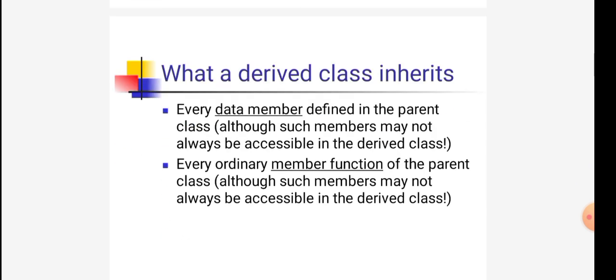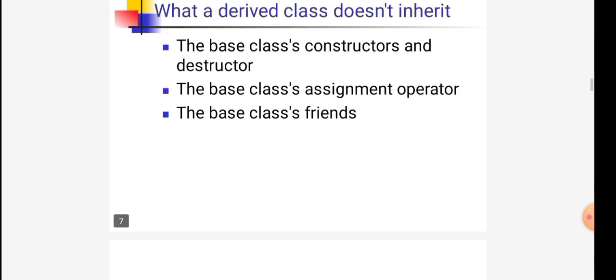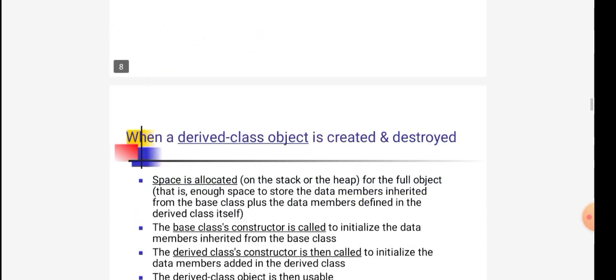What does a derivative class inherit? Every data member defined in the parent class, and every ordinary member function of the parent class. What does a derivative class not inherit? The base class constructor and destructor, the base class assignment operator, and the base class friends. What can a derivative class add? New data members, new member functions, new constructors and destructor, and new friends.